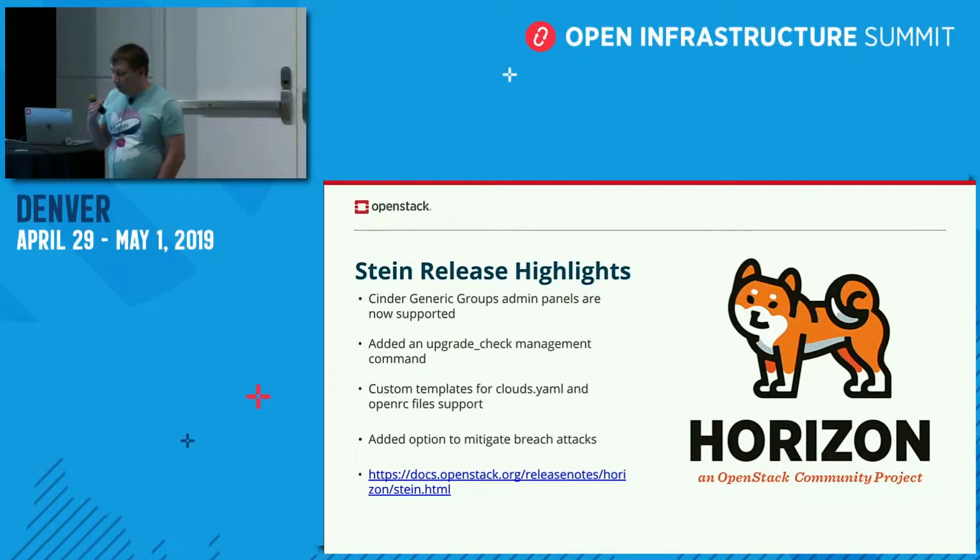Previously we supported OpenStack RC files for both Keystone V2 and V3 APIs. For now we support only the Keystone V3 API, and you can create custom plugins for clouds.yaml and OpenStack RC files. There are some security improvements in Horizon too. It's optional. You can enable or disable it in local settings.